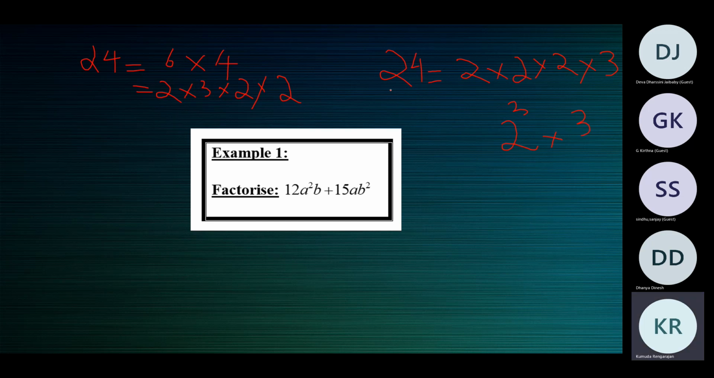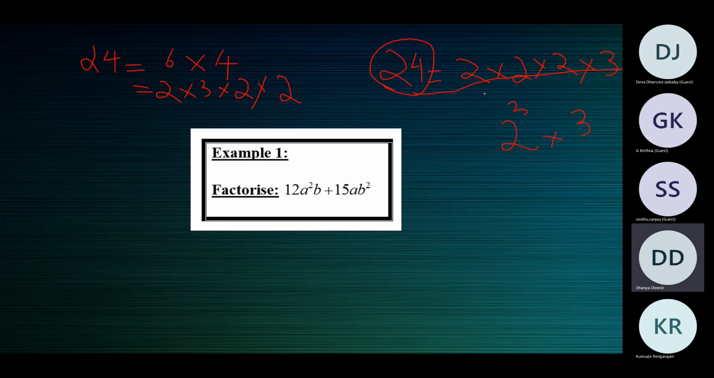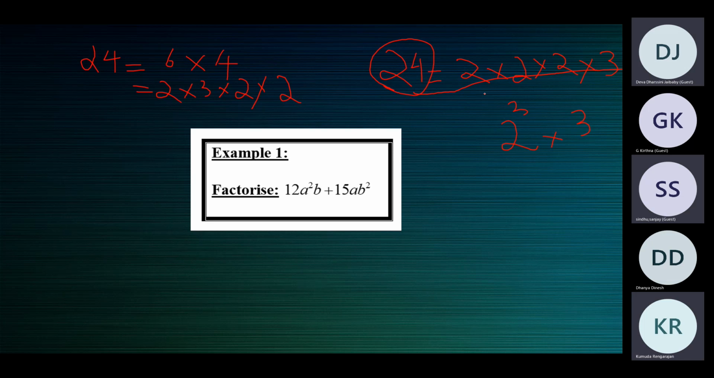Similarly, this is about factorizing a number. Factorizing a number, that is breaking down a number as a product of its primes. When you express a number as a product of its prime factors, see what have we done here? 24 is equal to 2 into 2 into 2 into 3. We have expressed 24 as a product of its prime factors, correct? Yes, ma'am.